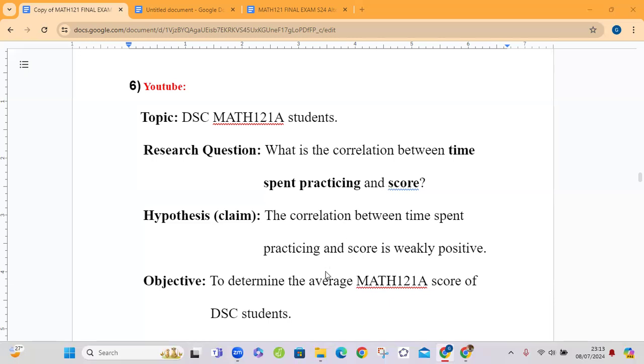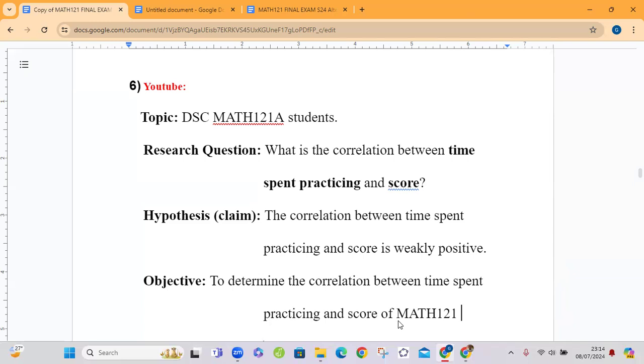So the objective now is to determine the correlation between time spent practicing and score. So we need to update this a little bit here. The correlation between time spent practicing and score, that is the objective, not the average. So this is a little typo right here. Let's update this to: determine the correlation between time spent practicing and score of Math 121 students.